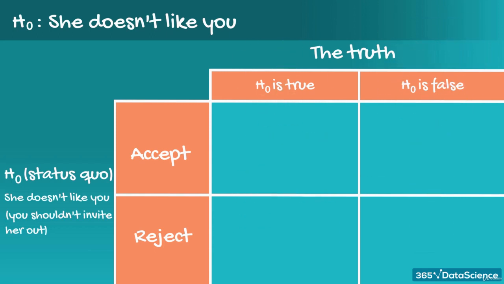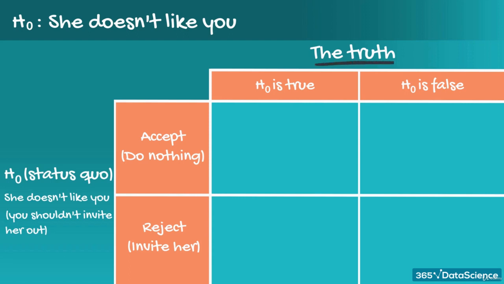Generally, there are 4 possibilities, which can be summarized in the same table. For you, the status quo is that she doesn't like you. You are investigating what to do. If you accept the null hypothesis, you accept the fact she doesn't like you. Therefore, you do nothing. If you reject the null hypothesis, you reject the status quo. You go to her and invite her out.